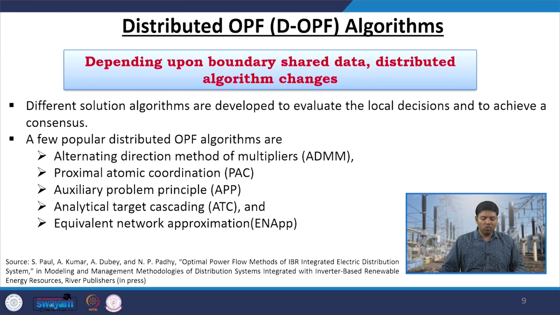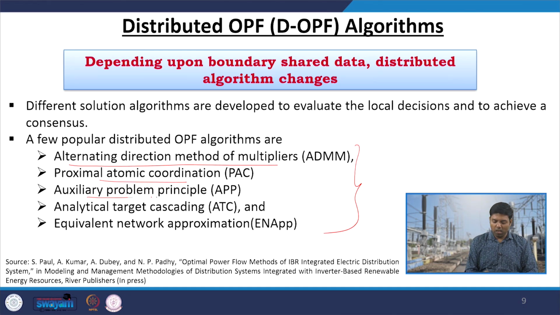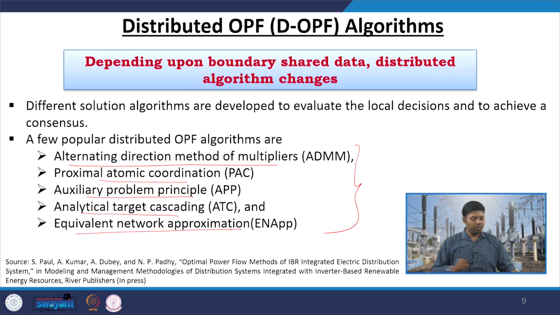So, depending upon which data you are sharing, that is voltage or power, and how you are updating your global variables, different distributed OPF algorithms have been designed in the last few years. First, the robust one is the alternating direction method of multipliers, that we abbreviate as ADMM. Then you have proximal atomic coordination, auxiliary problem principle, analytical target cascading, and equivalent network approximation. Generally these 5 algorithms are very popular to solve the distributed OPF problem.